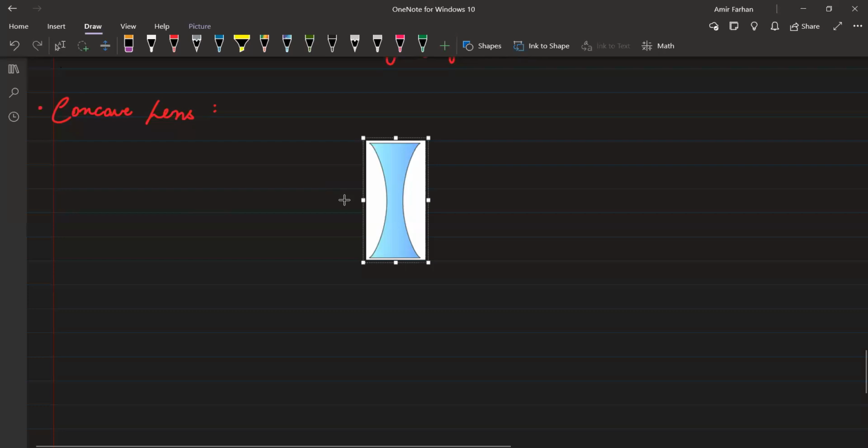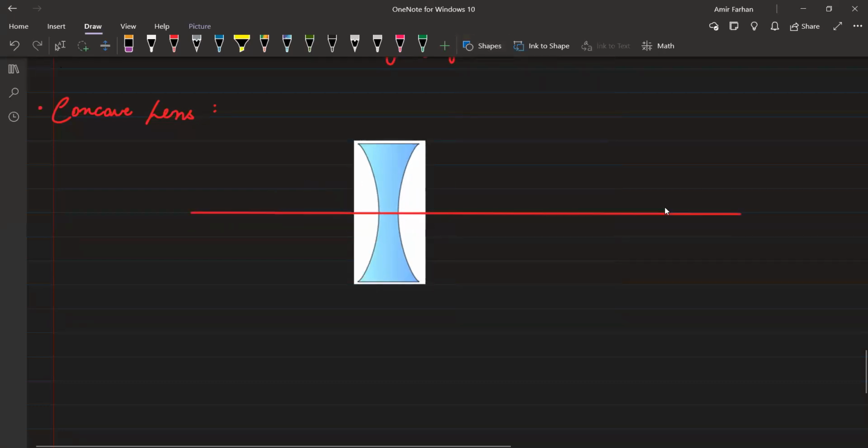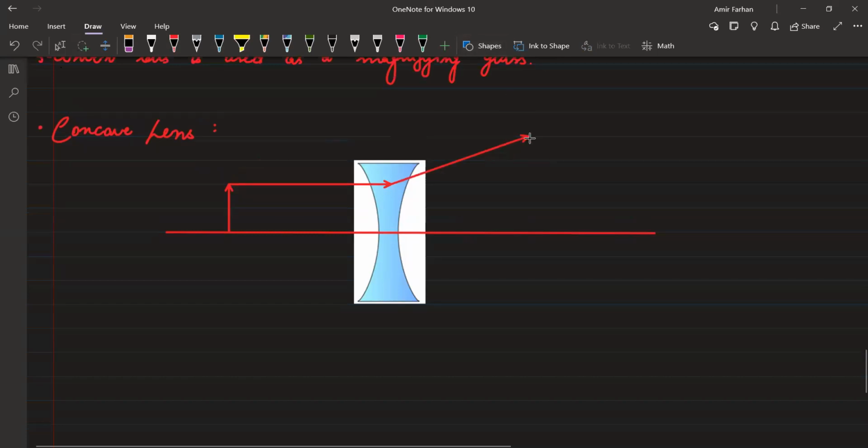So this is the lens, and this is the principal axis. All of you can see that, suppose your object is standing here. I'm not marking F1 and F2 and all. The first ray will be parallel to the principal axis. A convex lens converges the rays towards the principal focus, but this lens diverges. It spreads out the rays after refraction. Am I clear to all of you? Please let me know once. Yes, sir. Okay, that's great.